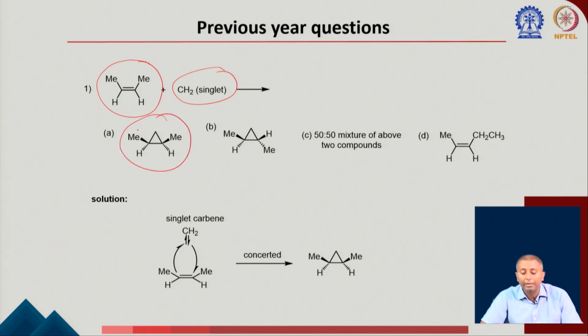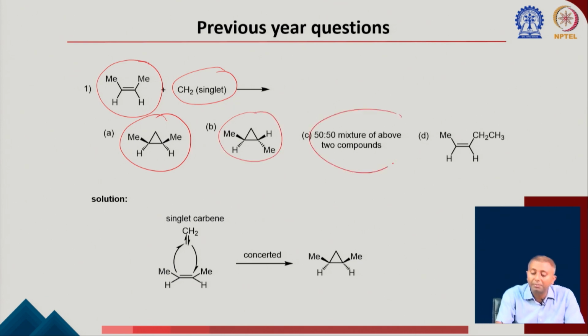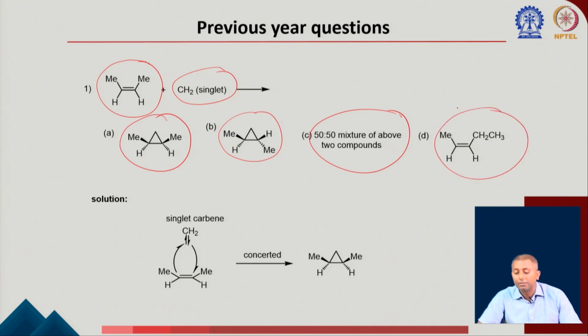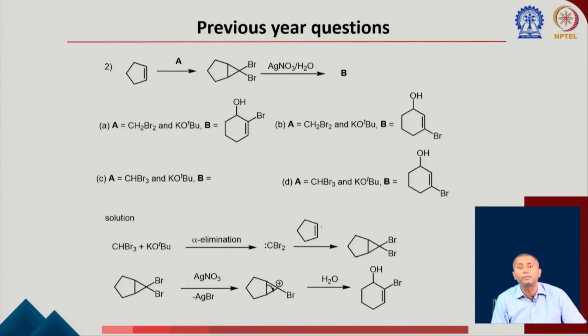that means you should end up with this particular answer as your choice, not the other options. If you see, the other option is the trans one, which is not going to form, and it is not going to give you a 50-50 mixture, and neither is this one. So as I told you, in the singlet carbene the reactions are very much stereospecific, that is why we end up with this product. This reaction goes by a concerted pathway. If you go to my second lecture about carbene, you will find that.